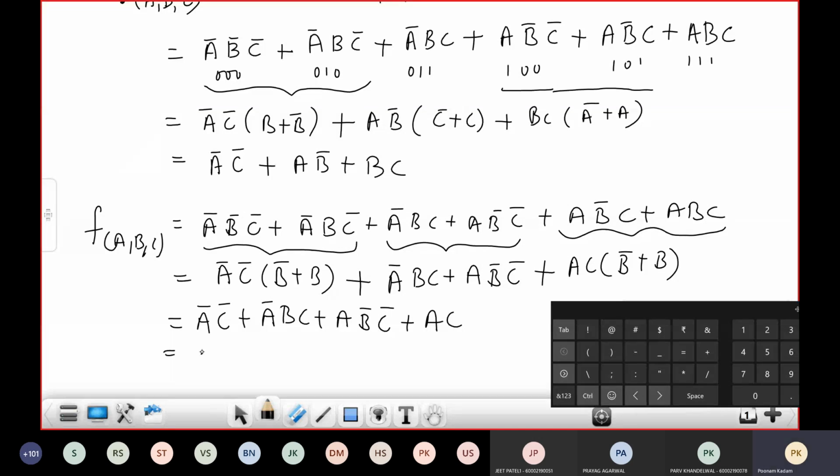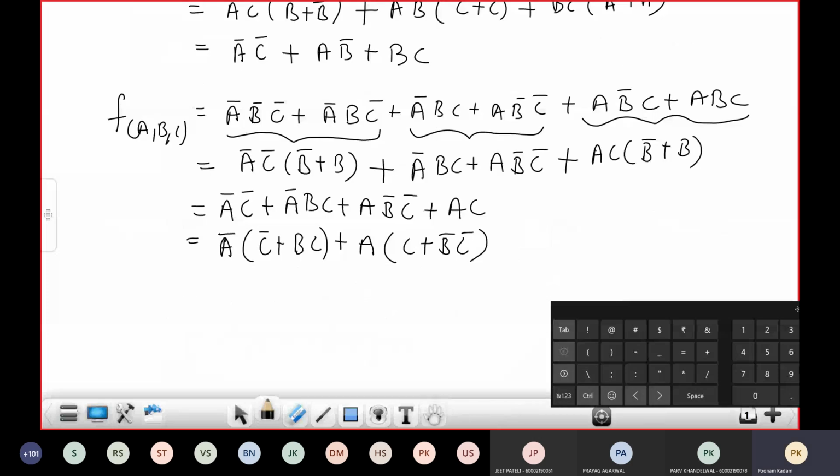If I take A bar common, you get C bar plus BC, plus, if I take A common here, you get C plus B bar C bar. So let us apply the distributive law now. What you get is A bar, and this term will split into two: C bar plus C and C bar plus B, right? Dual of the distributive law. So for C bar, you get two terms, C bar plus C, and C bar ORed with B. But we know that C bar dot C is 1.